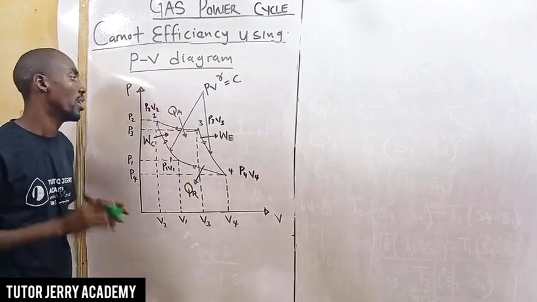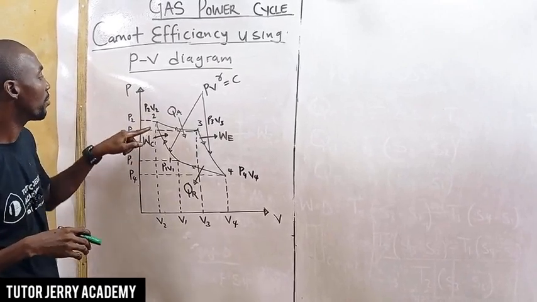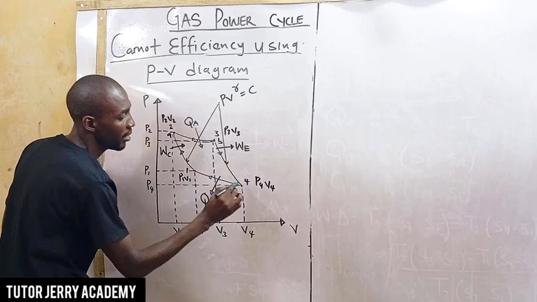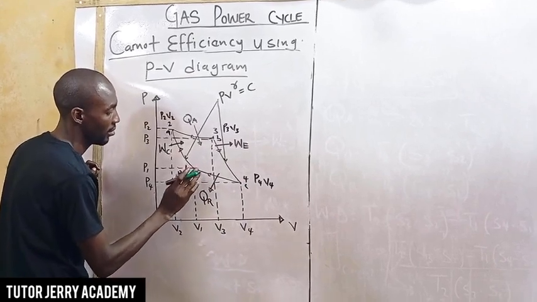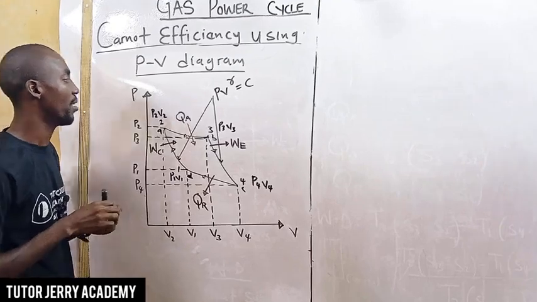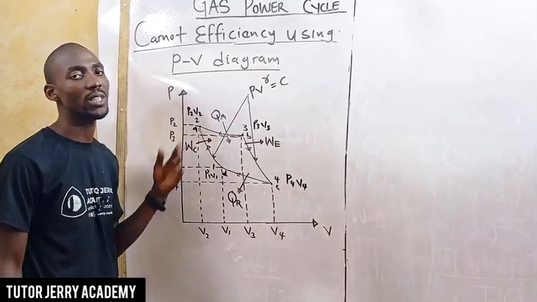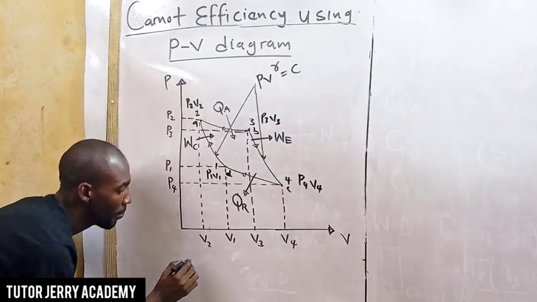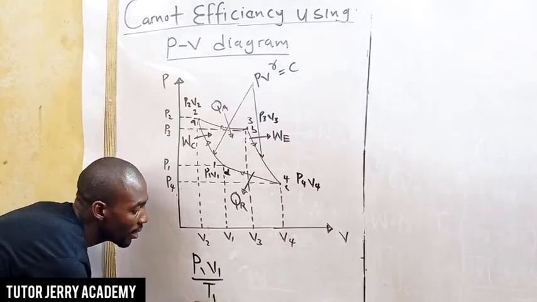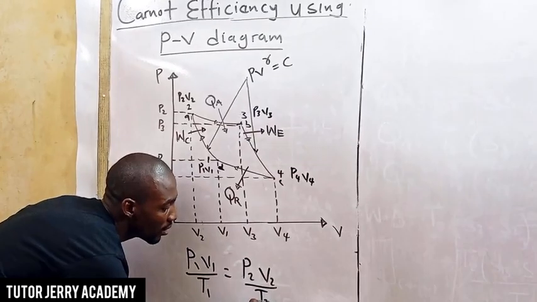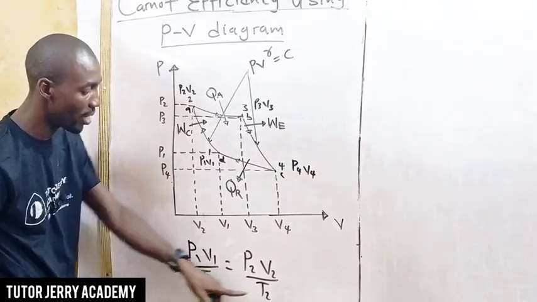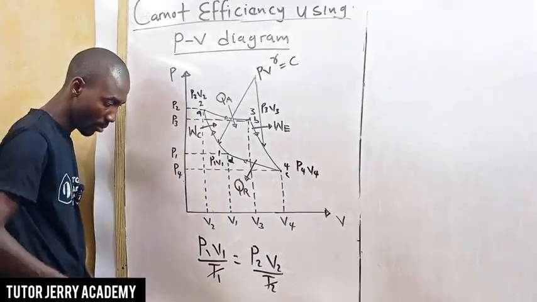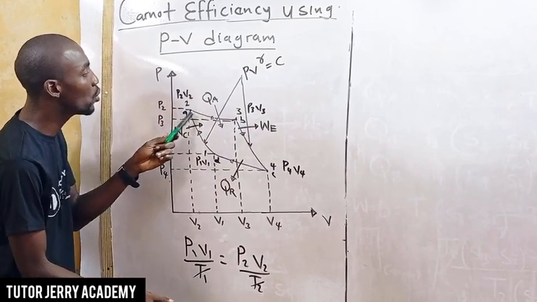Next, we are going to move from this point to this point, and so on. Let's label these points A, B, C, and D. From A to B is an isothermal process. For an ideal gas, P1V1 over T1 is equal to P2V2 over T2. For an isothermal process, T1 equals T2, so they cancel out, and P1V1 equals P2V2.